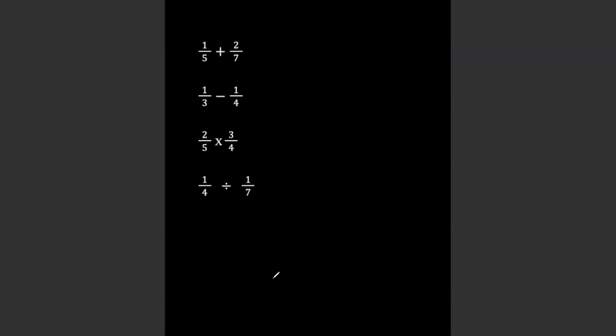Hello, today we're going to practice doing some equations with fractions. First off, we have adding fractions. The first step is to find the common denominator, which can be done by multiplying the two bottom denominators. Here we have 5 times 7 equals 35.